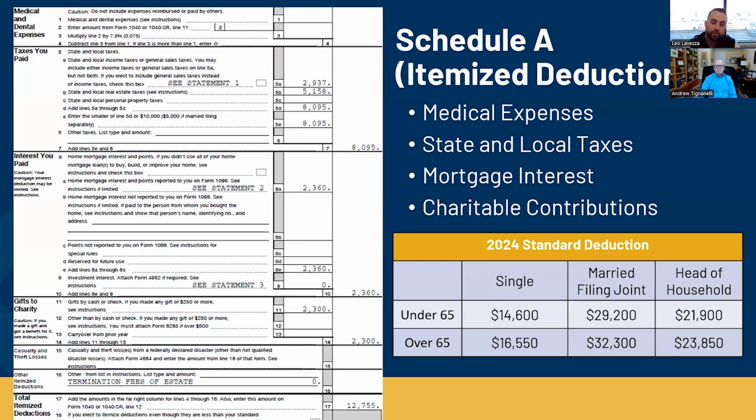Well, if you look over here, we've got the standard deduction amounts for your 2024 tax return. And if you look at all these numbers, if you're single and under 65 or over 65, these standard deduction amounts are higher than your itemized deductions, which is 12,750. So that's a case where you'd likely take the standard deduction.